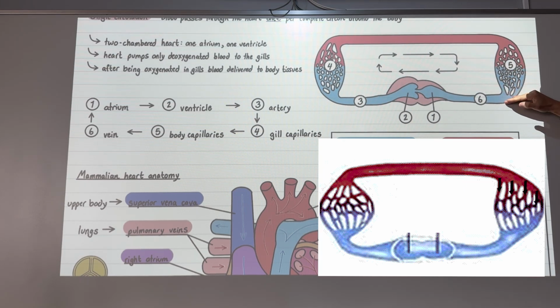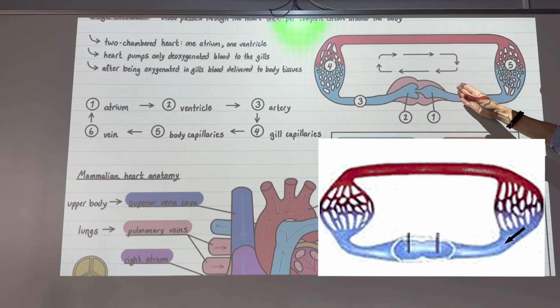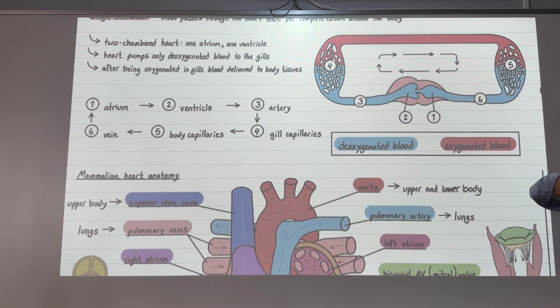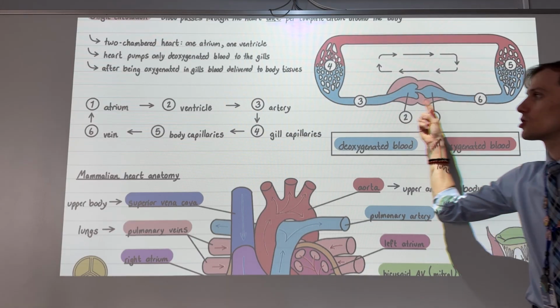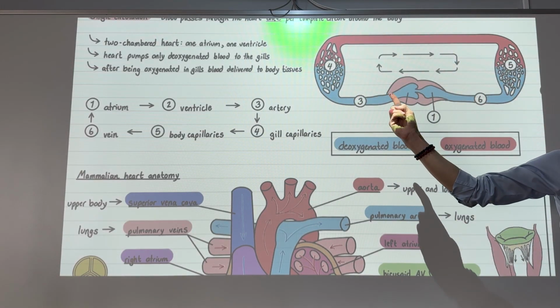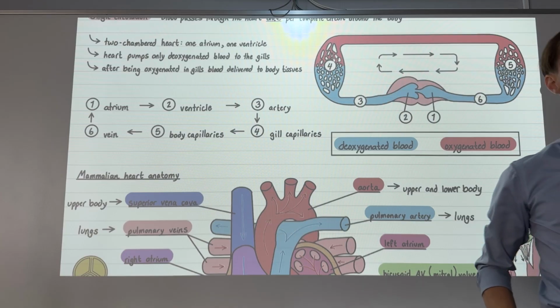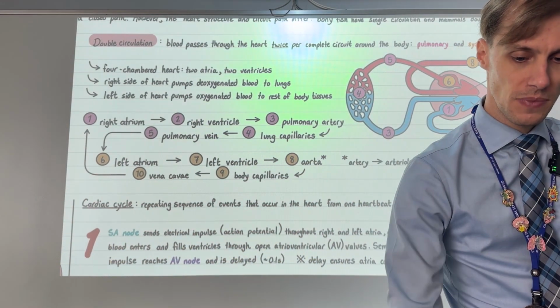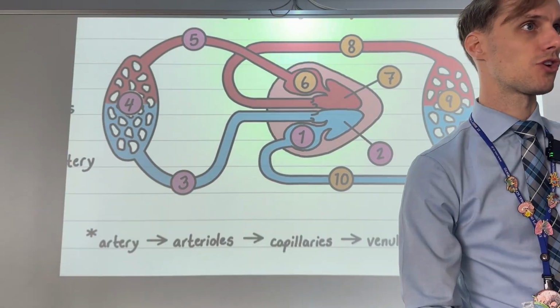And ultimately, gas exchange would happen here, oxygen delivered, CO2 taken in, and now this returns to the heart again. So this is where the term single circulation comes from, because it's just one circuit all the way around. Now this is not true for mammalian hearts. Mammalian hearts have what's called double circulation.